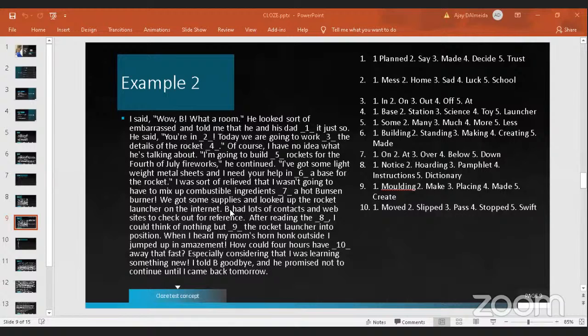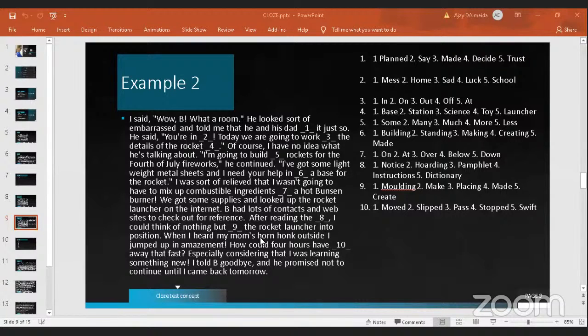We got some supplies and looked up the rocket launcher on the internet. B had a lot of contacts and websites to check out for reference. After reading the instructions, I could think of nothing. Yes, instructions, because they have looked it up on the internet, so they are trying to assemble it now.